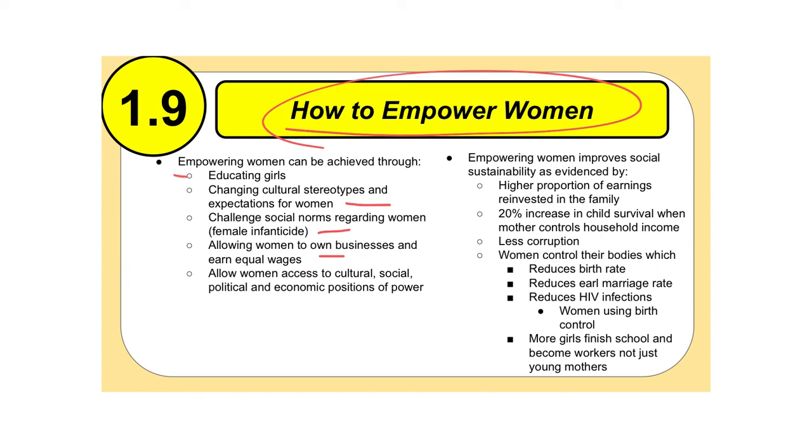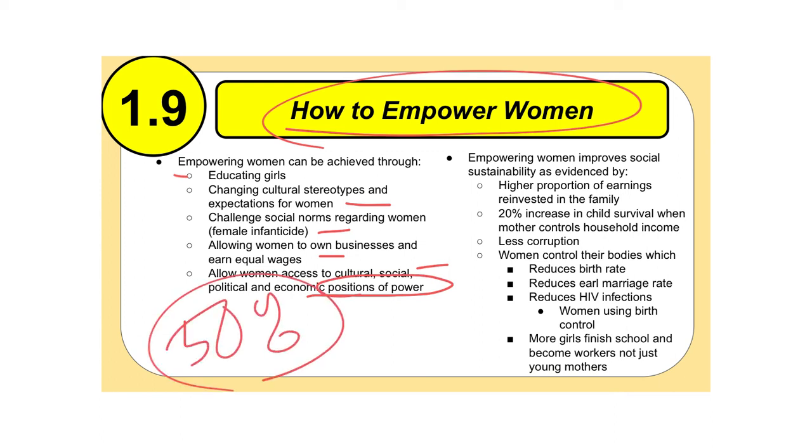So we need to make sure that women have access to own their own business and they can make a wage. And allow women access to cultural, social, political, and economic positions of power. Just giving them positions of power. You have to remember, women make up 50% of the planet. Why are we not hearing their voices? Because they're not at the table. So we need to pull out the chair for them and give them a seat at the table, because they need to also tell us, hey, this is not going to work for us women, okay?